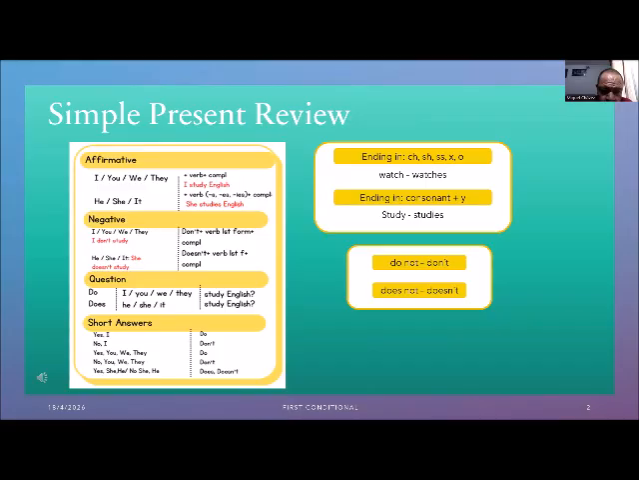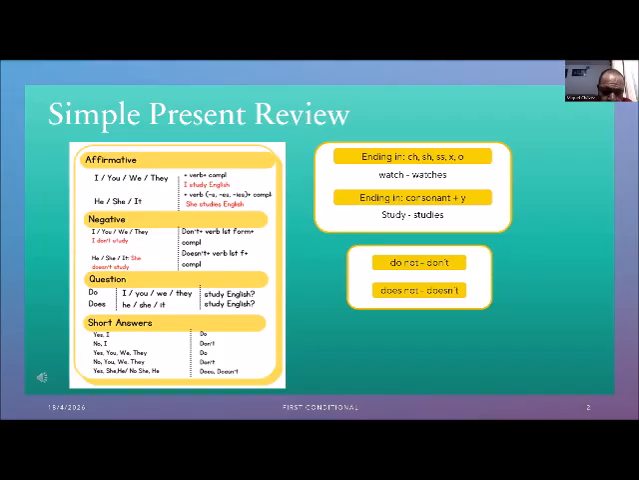The simple present tense is used to talk about habits, routines, general truths, permanent situations, and scheduled events. We use it to describe things that happen regularly or facts that are always true. In affirmative sentences, we use the subject followed by the base form of the verb. With he, she, and it, we add s or es to the verb. For instance, I study English, but she studies English.